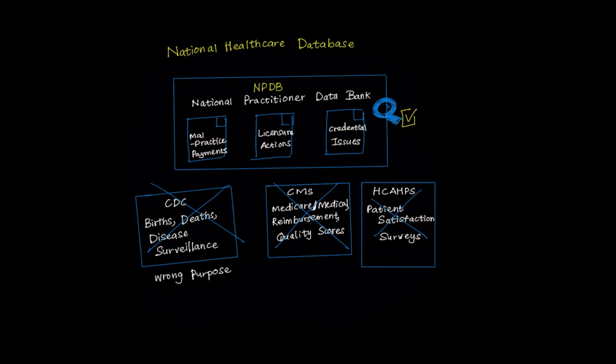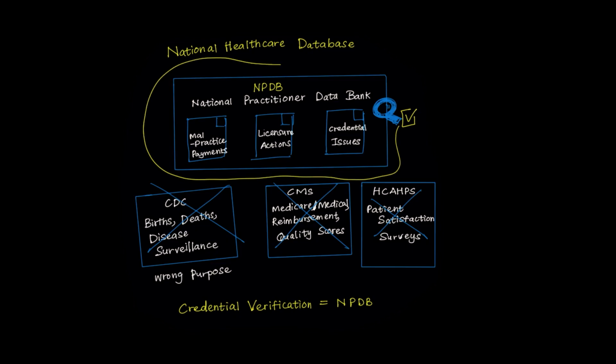HC Apps is a patient satisfaction survey tool with questions about hospital stays used for quality measurement and reimbursement, but it has nothing to do with checking physician credentials or malpractice histories. Understanding which national database serves which purpose is essential for healthcare leaders who need to access the right information for decision-making.